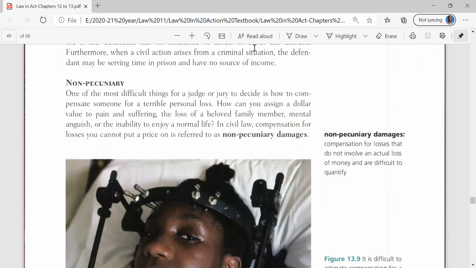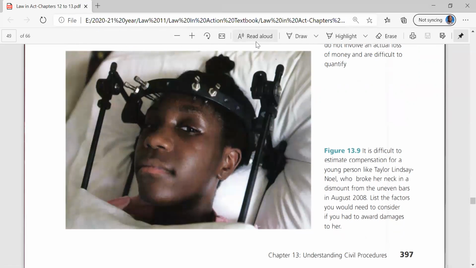So then you have non-pecuniary damages, compensations for losses that do not involve actual loss of money or are difficult to quantify. This is sort of like pain and suffering, right? I want my money because I've suffered in pain and suffering. If you see this picture here, you see a young man who's in a head brace because he can't move his neck, right? And they got screws to his head so he doesn't move. He could sue for pain and suffering, right? He could say, look, yes, I'm just a high school student, but now I have to go through that therapy, I have to wear that device. I may never walk right again. I can't sleep well. I get migraines. So it's hard to quantify, but I'd sue for pain and suffering. And then the judges have to come up with some sort of settlement.